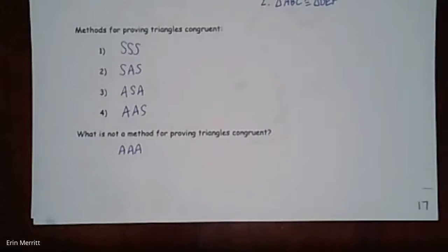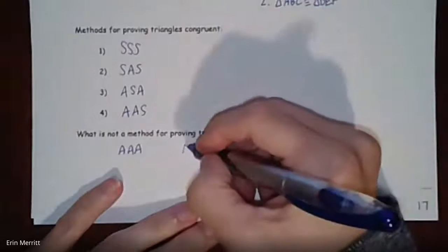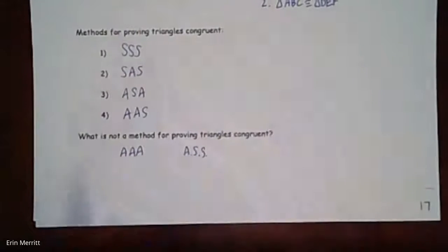And so that doesn't work. Another one, angle, side, side, and I put little periods between. And yes, it spells out what you think it does there. So note to self, if it's going to spell a naughty word, it does not prove triangles congruent.